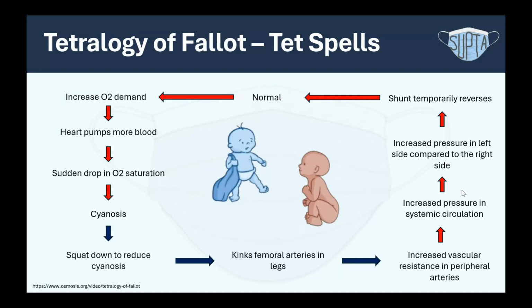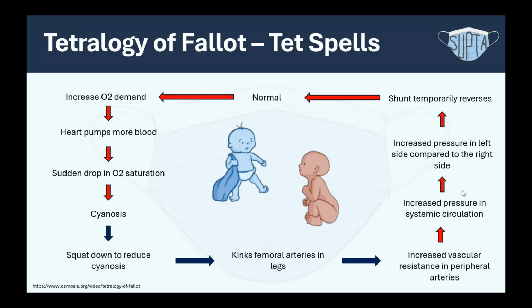Now, I appreciate that I threw a lot of information at you. I hope this diagram helped simplify what I spoke about. There is going to be an increased oxygen demand, which is going to cause more blood to be pumped. That's going to drop oxygen saturations, leading to cyanosis. In response, the baby is going to squat, and that is eventually going to increase the pressure in the left heart, reverse the shunt, and get the baby out of the cyanotic episode.